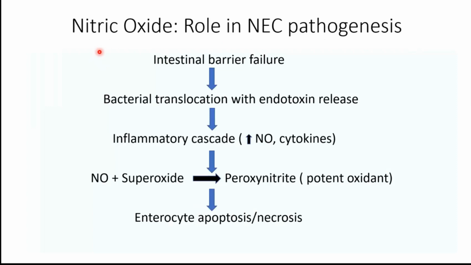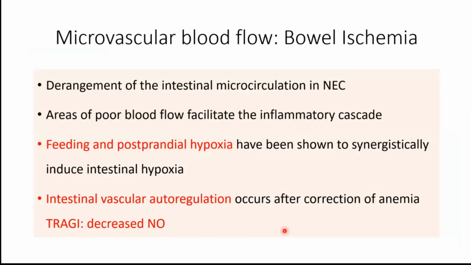And next is the role of nitric oxide in NEC pathogenesis. Intestinal barrier failure causes bacterial translocation along with endotoxin release. This causes an inflammatory cascade in the form of increased release of nitric oxide. This nitric oxide combines with superoxide, leading to formation of peroxynitrite, and this is a potent oxidant. This adds to enterocyte apoptosis, resulting in necrosis and characteristic NEC.